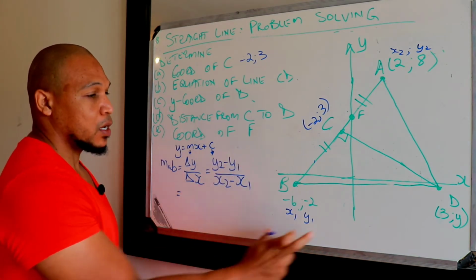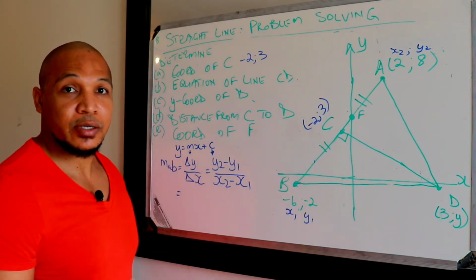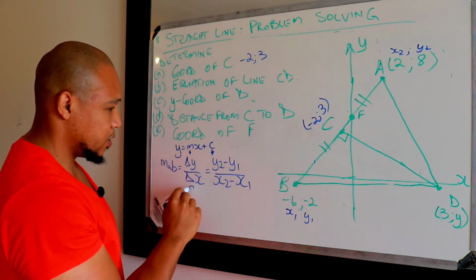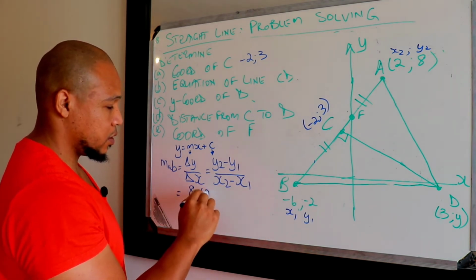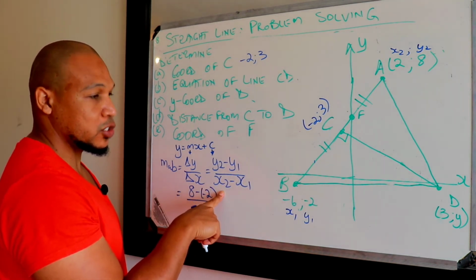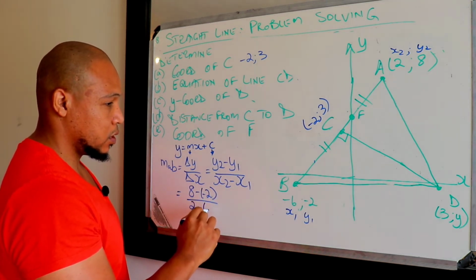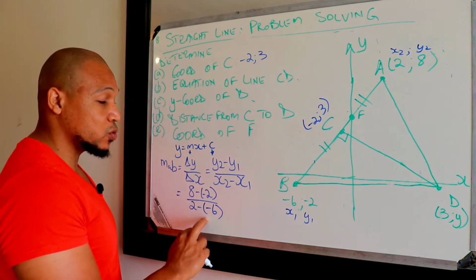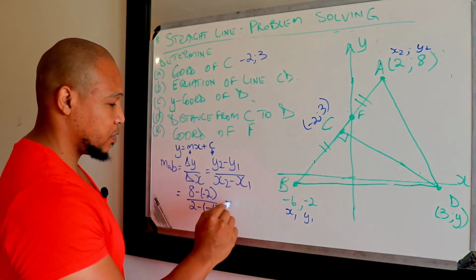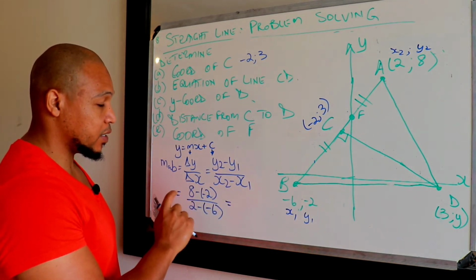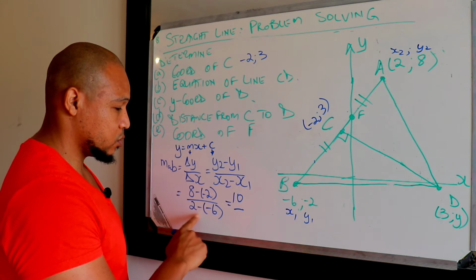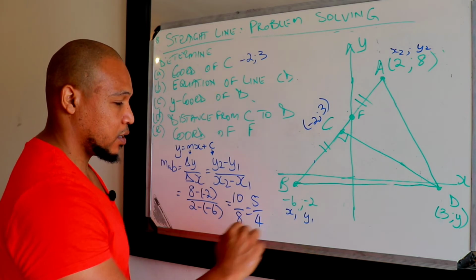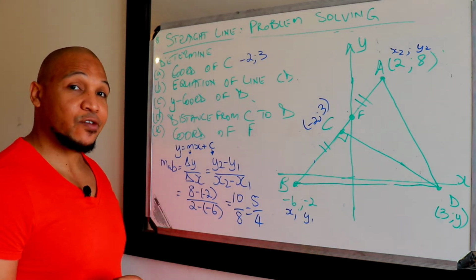Here's my formula. I've already labeled, so now I substitute. Y2 is 8, Y1 minus 2, X2 is 2, minus 6. Then again, I will always remind you, I always use brackets when I substitute. And then I simplify. 8 minus 2 is 10. 2 minus 6 is 8. And there I have my gradient, 5 over 4.